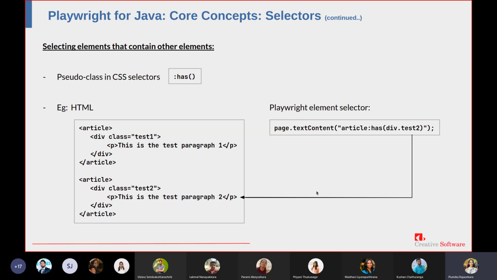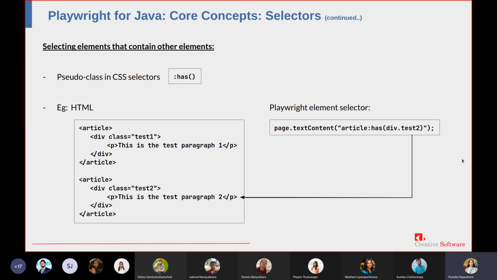What if we want to search for a text content within the div class named test2? We can use the has option. Page.textContent searches for the text content of the element which is passed as parameters. Here I need to search for an article which has a div class named test2. So it points to this.